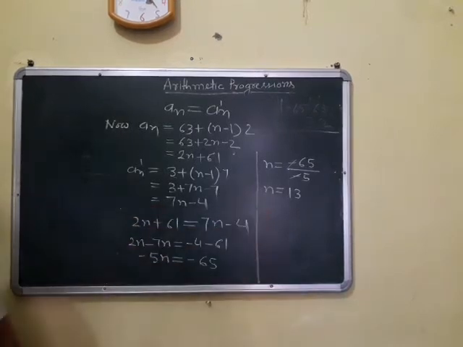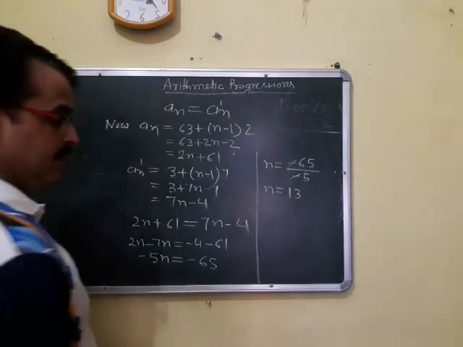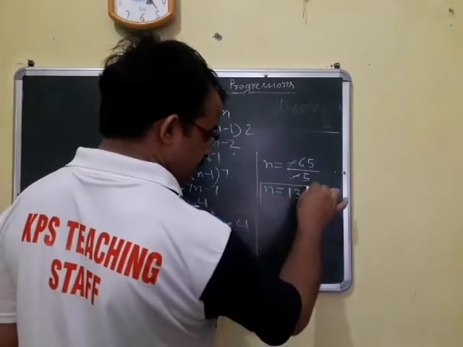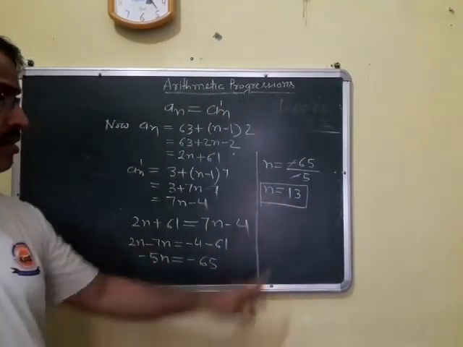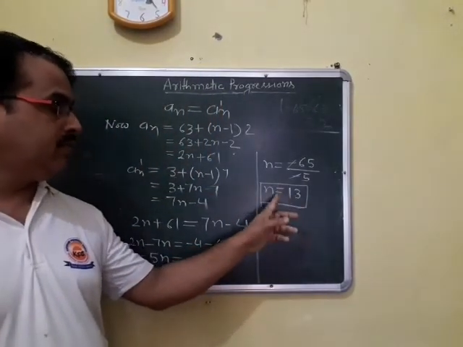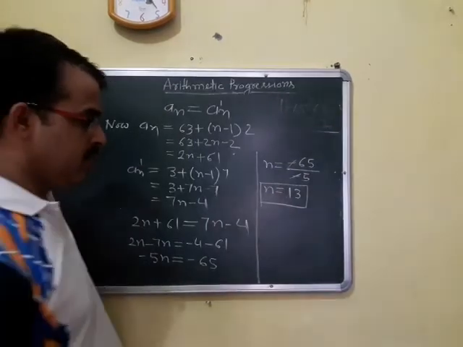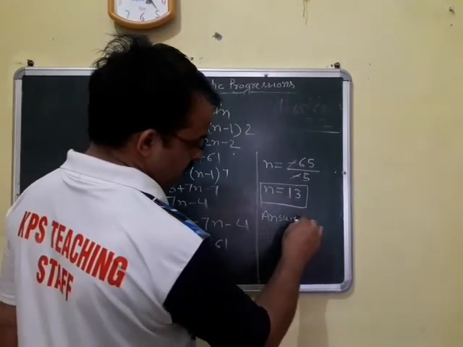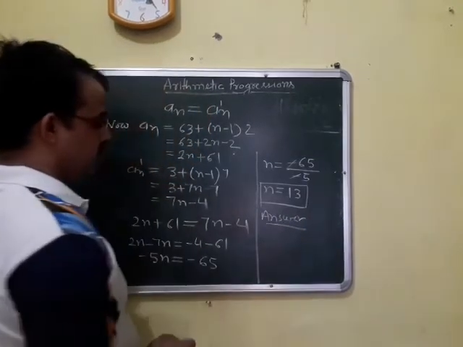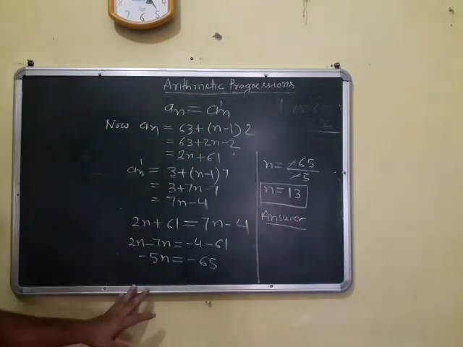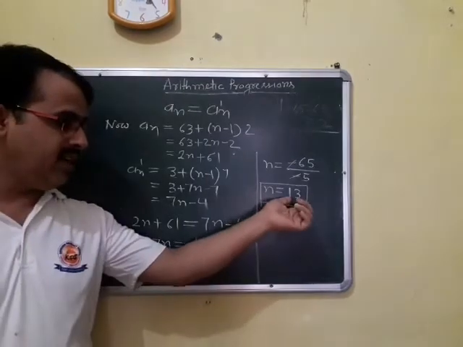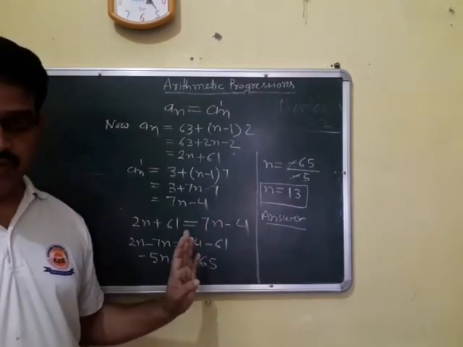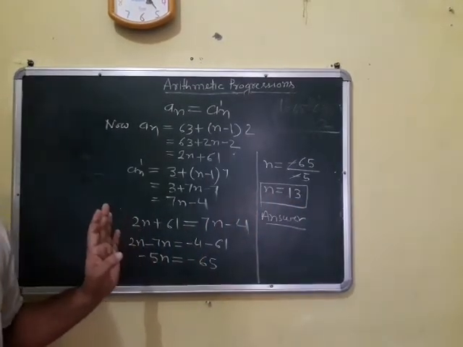For n is equal to 13, the nth terms of both APs are equal. तो APs की जो 13 terms होगा, both are equal. ठीक है? This one is your answer. Both APs, first AP and second AP, term number 13 are equal. Clear? Have a doubt? No.